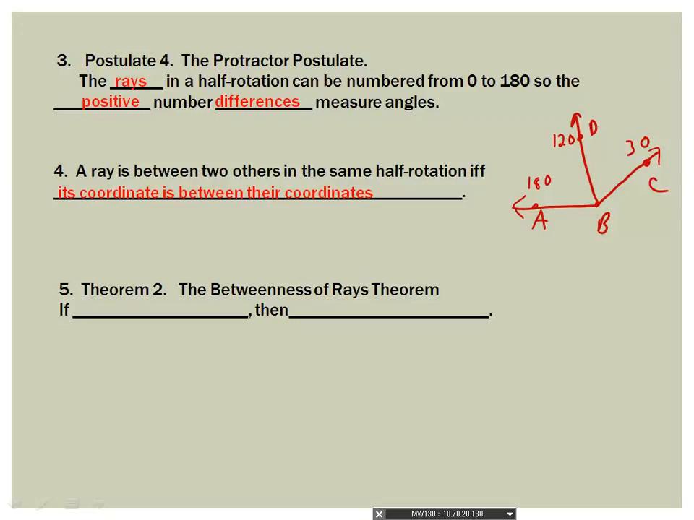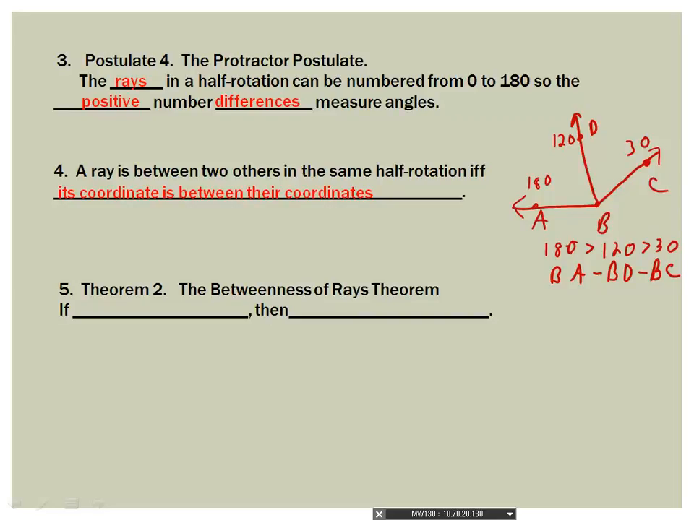That's what this is telling us here. A ray is between two others in the same half rotation if and only if its coordinate is between their coordinates. So you might see that written 180 is greater than 120 is greater than 30, or reverse, 30 is less than 120 less than 180. So anyway, that puts BD in between BA and BC.